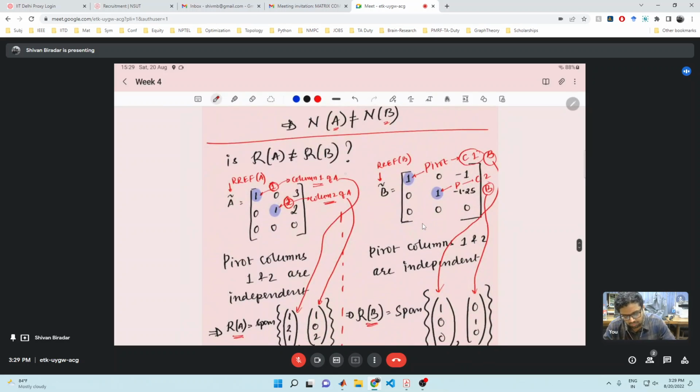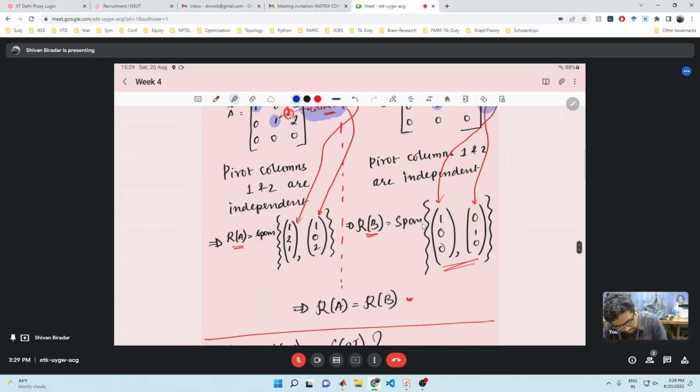Remember this part. This is a very important part. Identify where your pivot lies, and then corresponding to the index of your pivot, you have to go back and see the original matrix, take out that indexed column, and conclude that it is spanned by those two vectors.